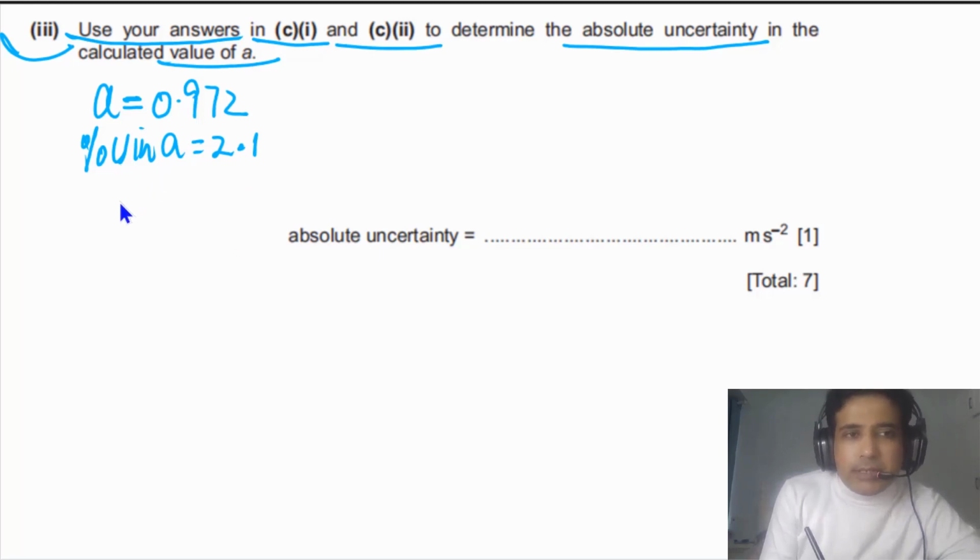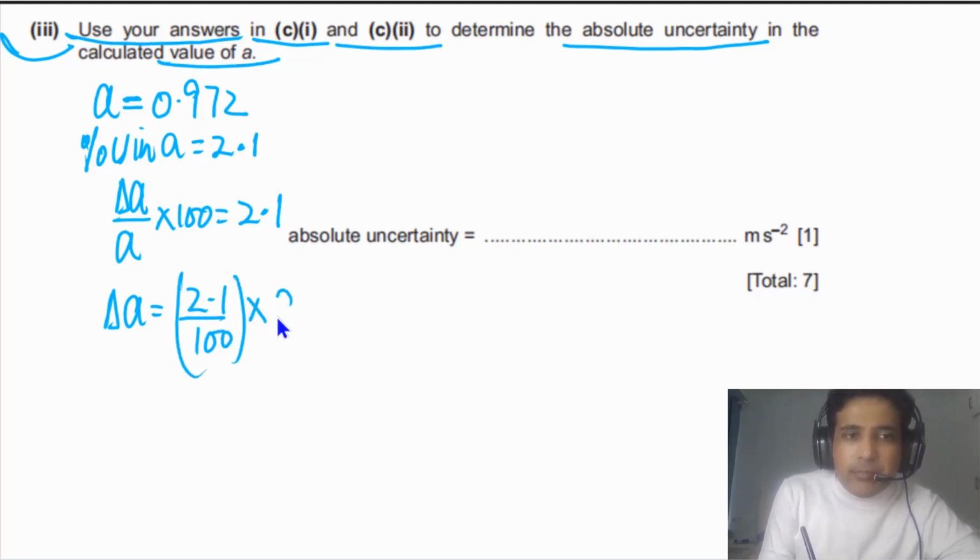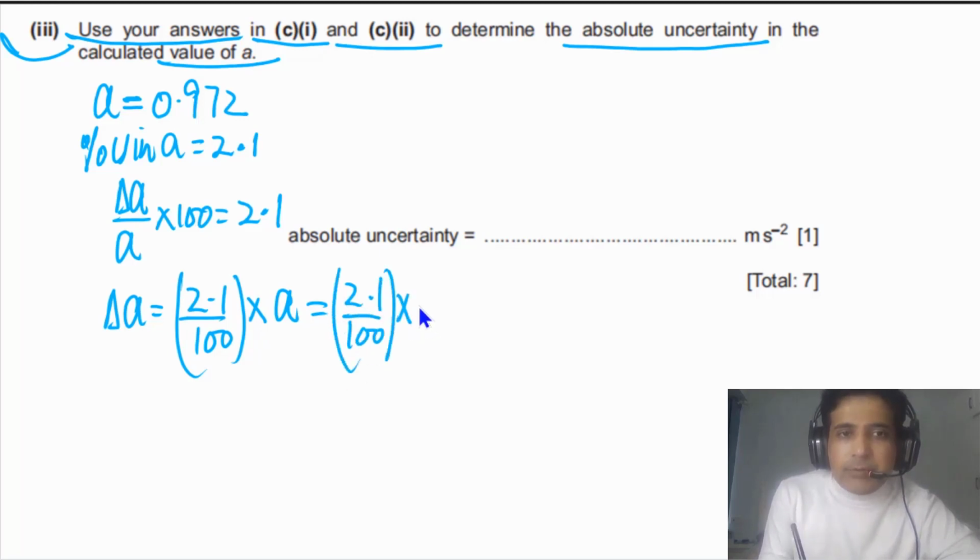So percentage uncertainty in A, you can also write as delta A by A multiplied by 100, and this is equal to 2.1. We need to calculate delta A in this case. So simply, delta A will be equal to 2.1 divided by 100 multiplied by A. The value of A we have: 2.1 divided by 100 times the value of A, where A is equal to 0.972.